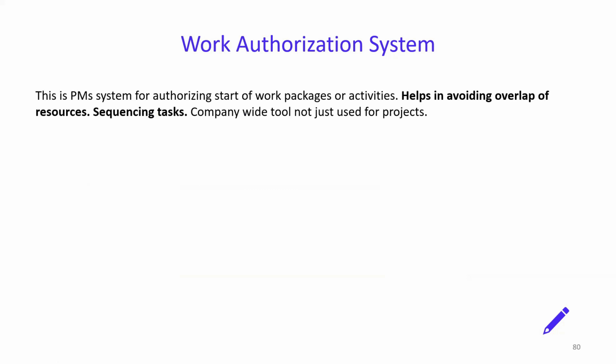If you have got a work authorization system, the work authorization system is a project management system for authorizing the start of work packages or activities. It is used to authorize the start of particular work activities, helps in avoiding overlap of resources, and helps in sequencing tasks. It is a company-wide tool, not just used for projects. Very important for your PMP examination. Understand this concept. You can get some questions based on this concept. So multiple concepts are coming, and you can get one of the questions out of those concepts.